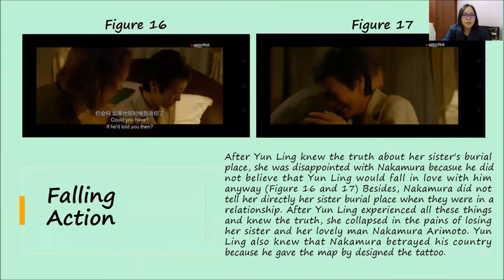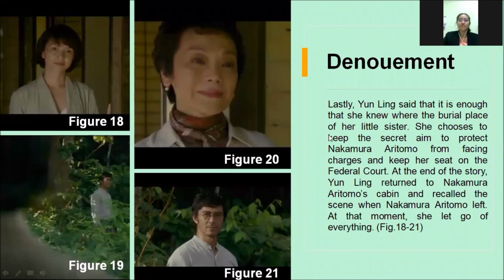Falling action. After Yun Ling knew the truth about her sister's burial place, she was disappointed with Nakamura because he did not believe that Yun Ling would fall in love with him anyway. Besides, Nakamura did not tell her directly her sister's burial place when they were in a relationship. After Yun Ling experienced all these things and knew the truth, she collapsed in the pain of losing her sister and her lovely man, Nakamura. Yun Ling also knew that Nakamura betrayed his country because he gave the map and by design the tattoo to her.